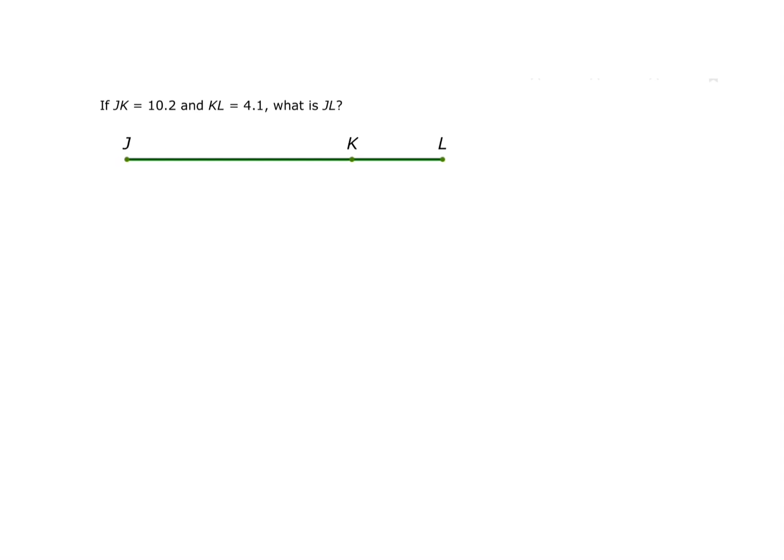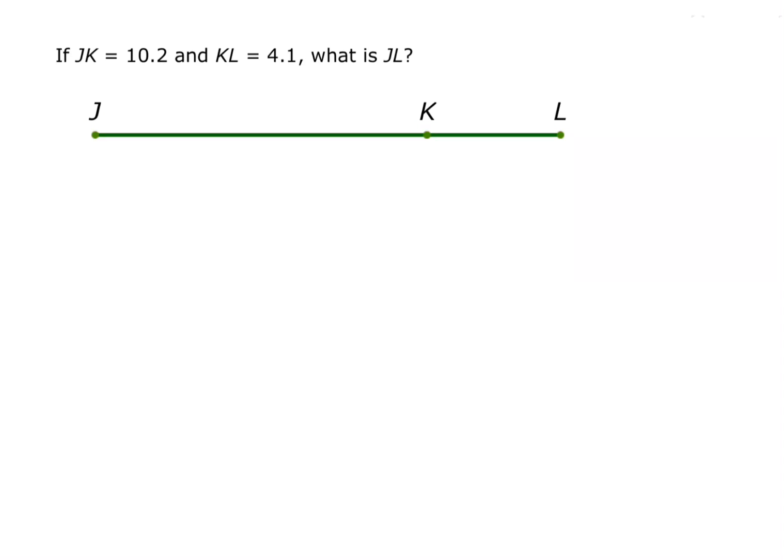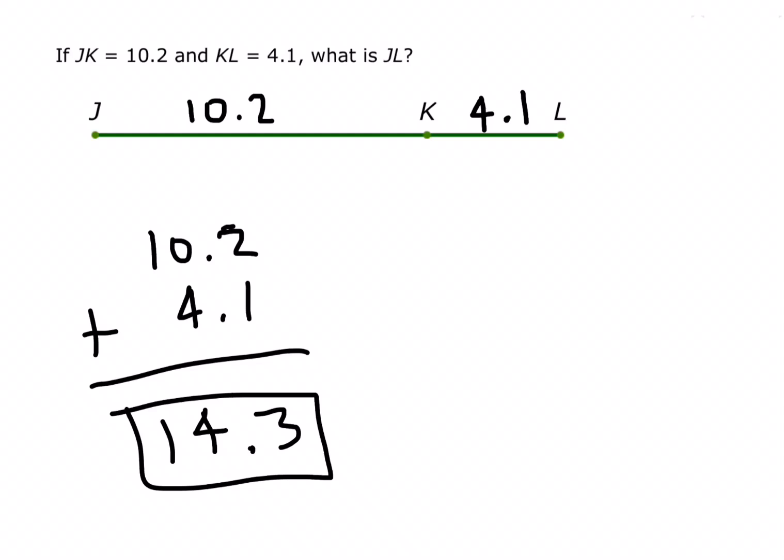Alright, now they're going to try to confuse you guys with some decimals. Nothing too crazy. Now they're not labeling it for you, so here we go. You have to label it yourself. If JK is 10.2, so J to K is 10.2, and KL is 4.1, what does the whole thing measure? All I have to do is add them, so I'm going to say 10.2 plus 4.1. This becomes 3, this becomes 4, and this 1 just comes down. Your final answer would be 14.3. That easy.